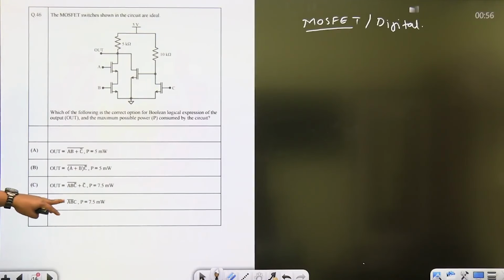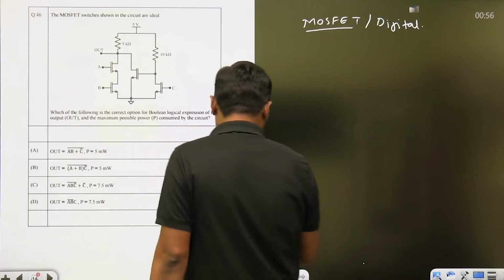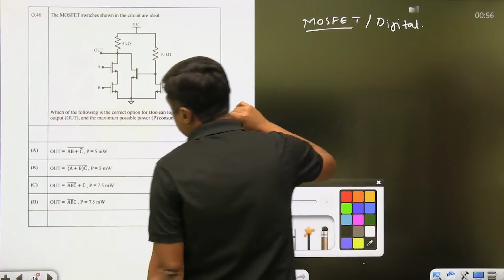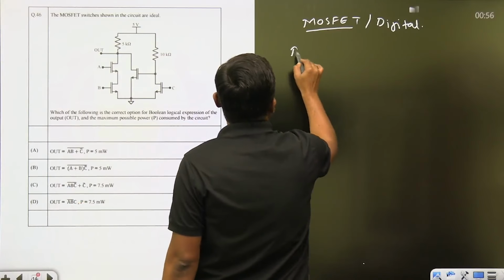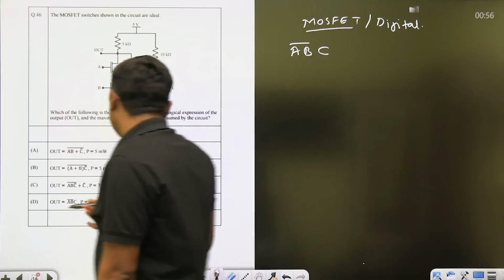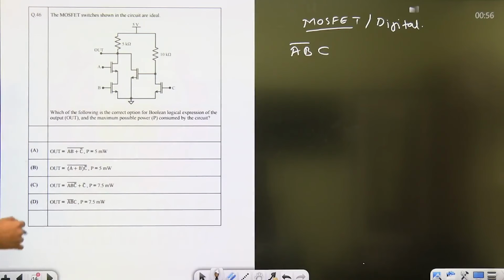Yes, A, B the bar into C. This is the answer, D. Only one option we have, or you have to arrange this, because bar C. Now we can calculate the power, because we are having a different power, right? 46, I think it is the MCQ question, not the MSQ question. This is the MCQ question, guys.